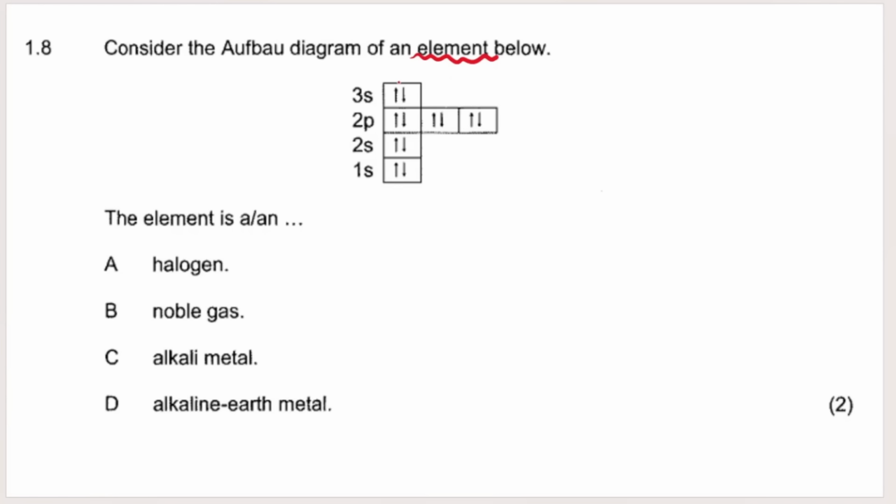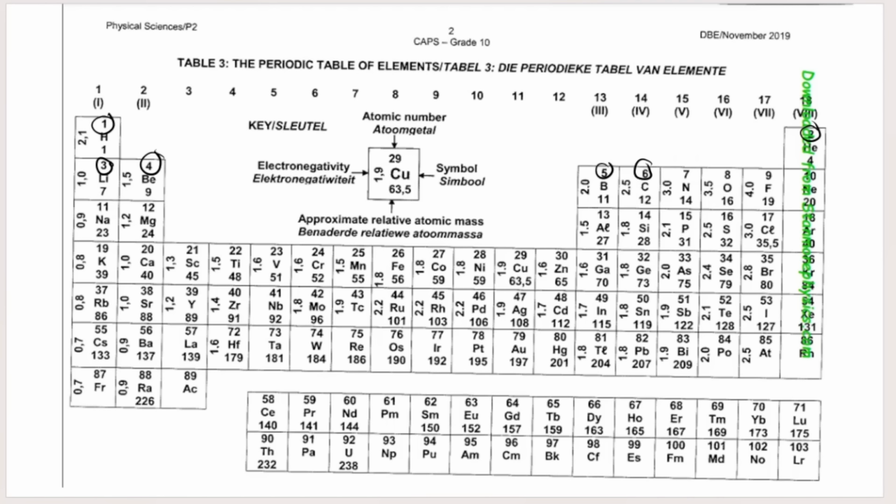Now, first step is to look at the Aufbau diagram, and I would count the number of electrons. So we've got 2, 4, 6, 8, 10, 12 electrons. And with that bit of information, we can look at the periodic table and we'll be able to tell which element this is referring to and therefore which group it's in.